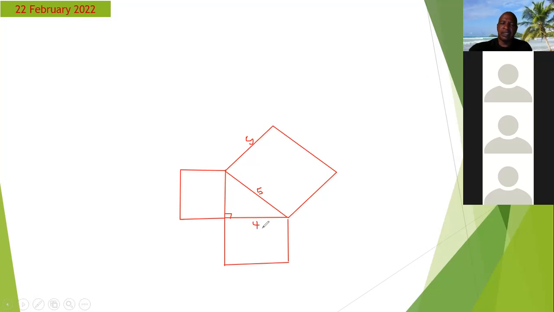This is, say, the adjacent side. Let's say that it is 4 units. That means all the sides of this square should be 4 units. And this side, which is the leg, or the height of the leg, to be 3 units.